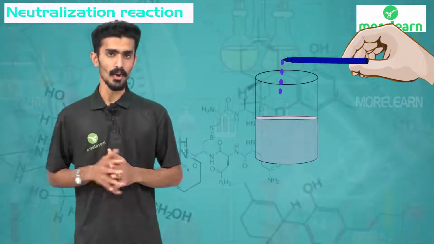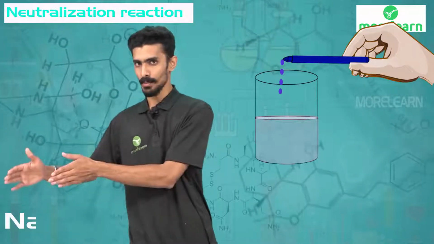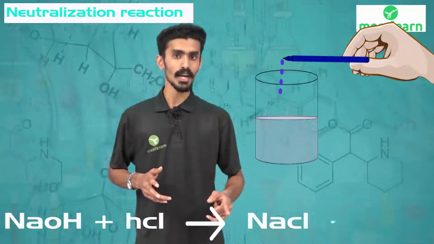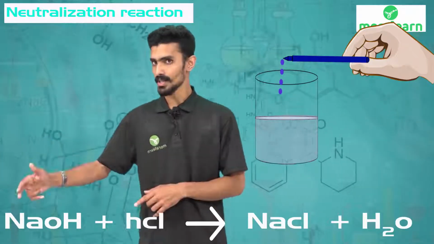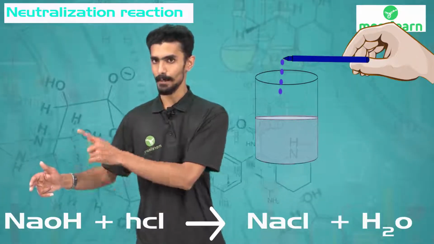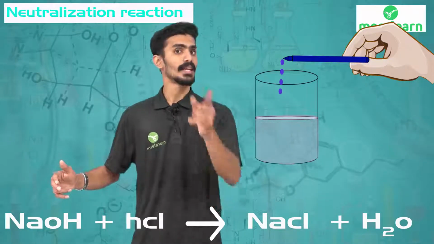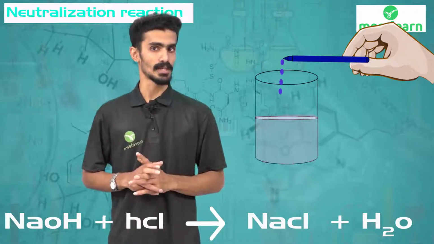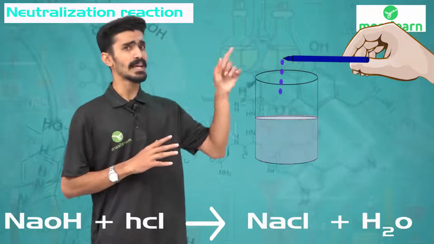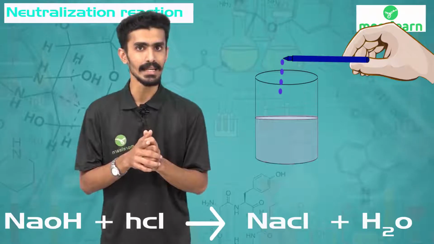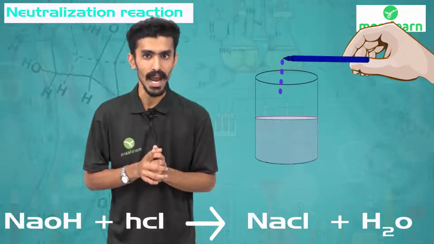So here we can write the activity. Sodium hydroxide plus hydrochloric acid gives sodium chloride and water. Sodium hydroxide is a base, plus acid, gives salt and water. This is the key point we have to notice: when a base and an acid react with each other, we get the corresponding salt and water.